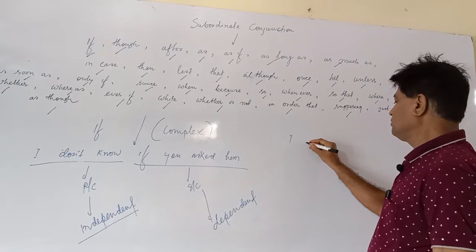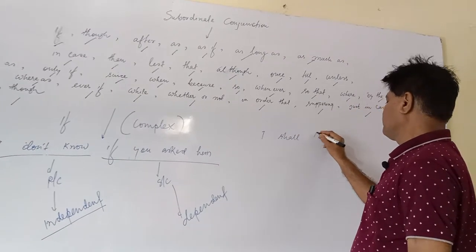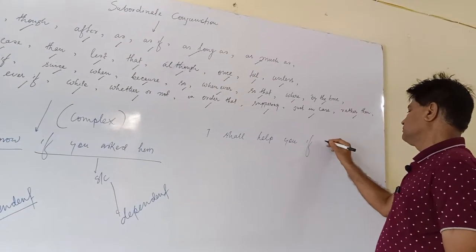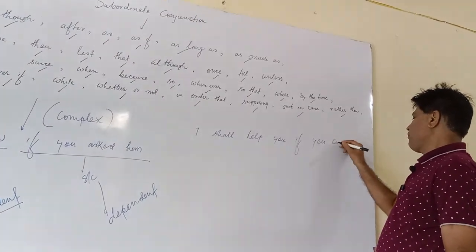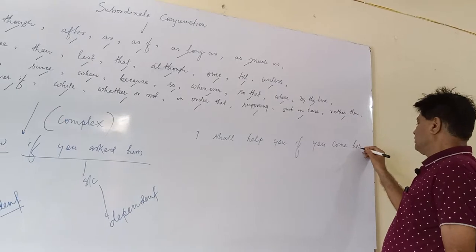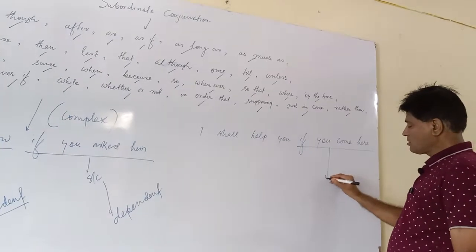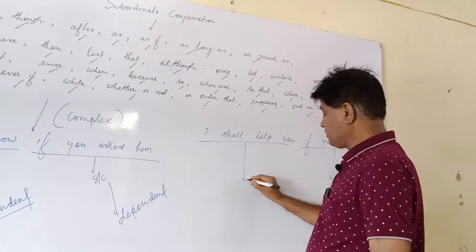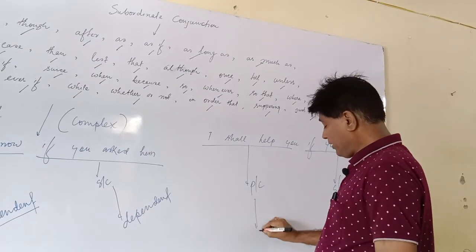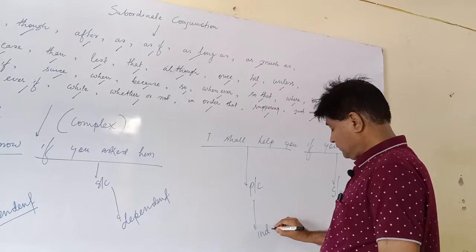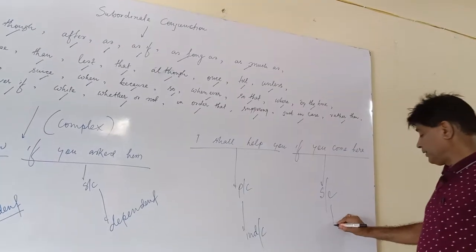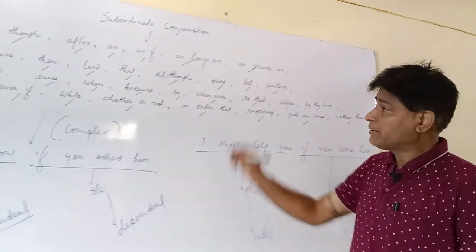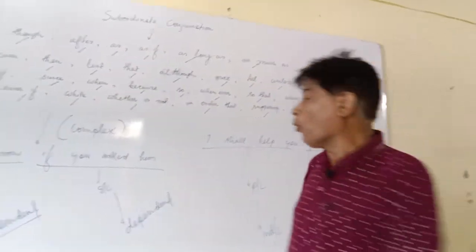I shall help you if you come here. Here, if you come here is called subordinate clause, and I shall help you is called principal clause or independent clause, and dependent clause. Let me give an example of using though.